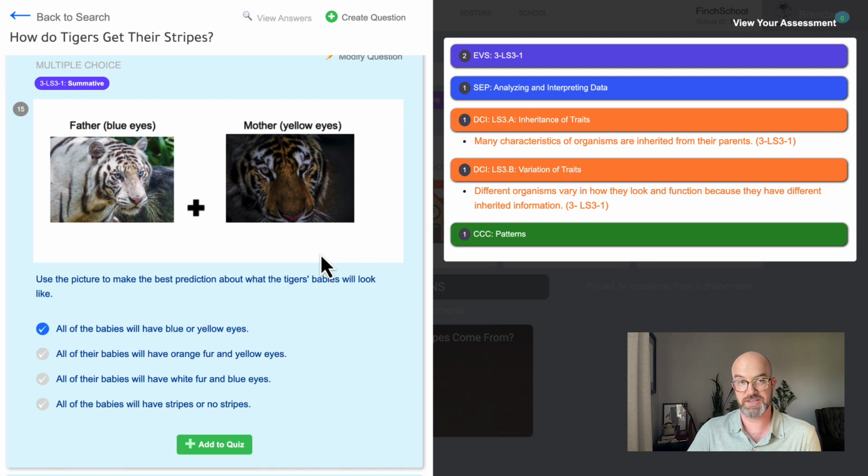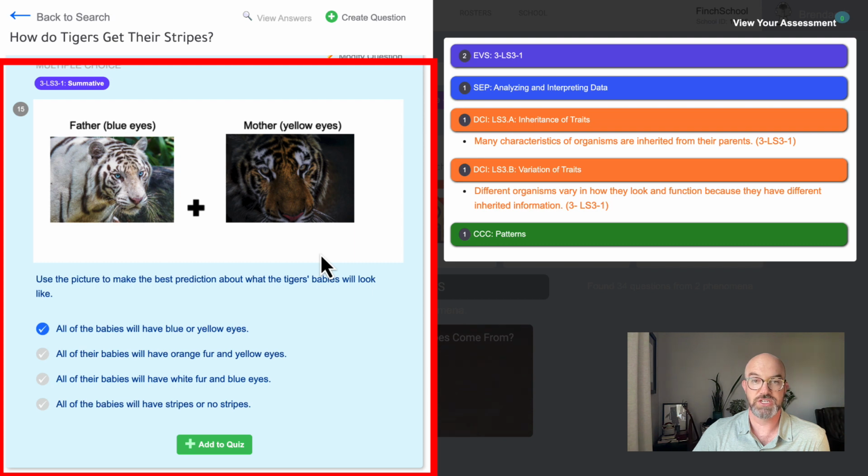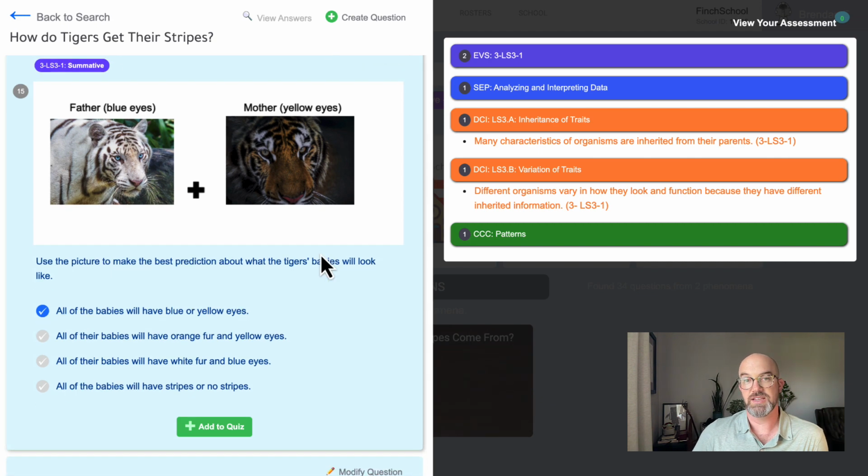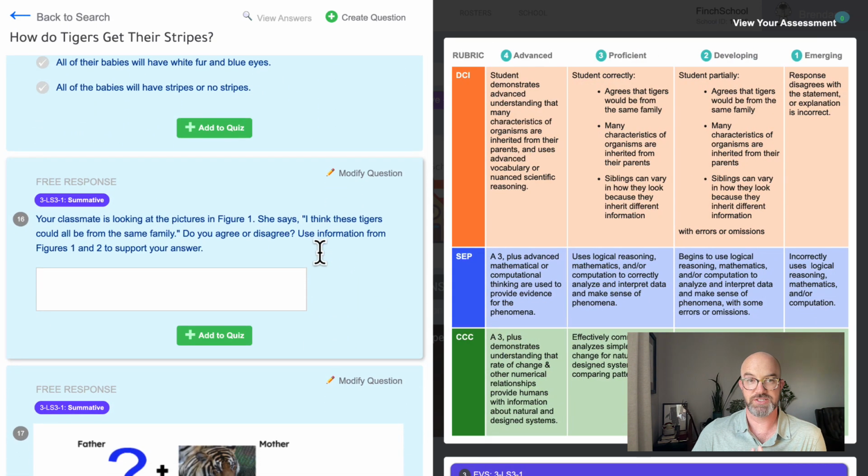The multiple choice question asks, use the picture to make the best prediction about what the tiger's babies will look like. In this case, we want them to understand that all of the babies will have blue or yellow eyes. The other answers are meant to distract and ask students about stripes or white fur or blue eyes. But we want them to understand that these babies will probably have a mix of either blue or yellow eyes, because they'll be somewhat like the parents, but not exactly the same, and not exactly like each of the parents individually.